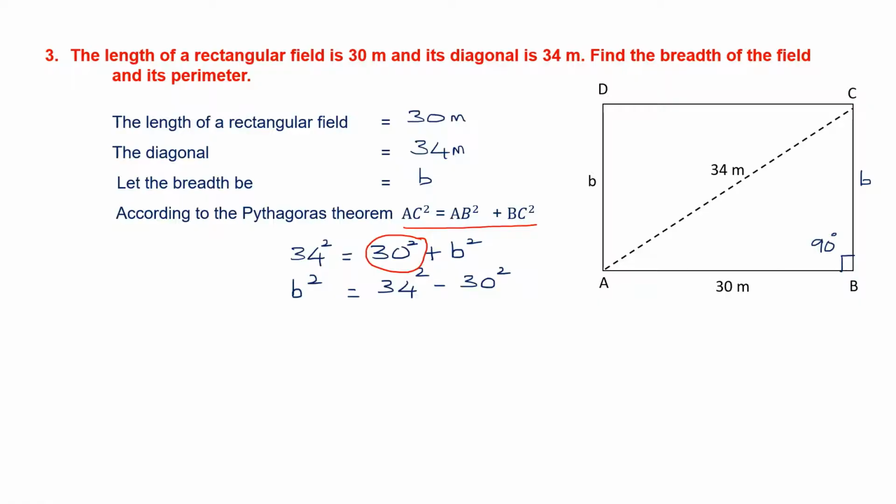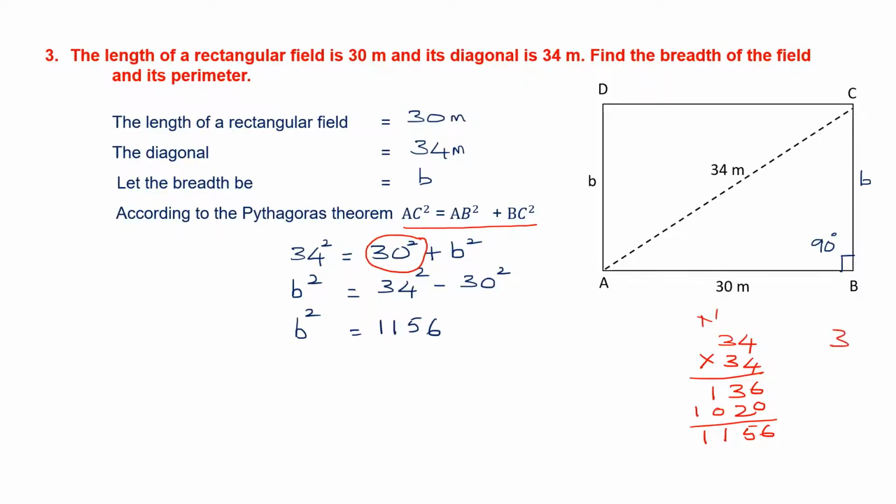Now let's find 34 square. How much is that? That is 34 into 34. 4 4s are 16, carry 1. 4 3s are 12 plus 1, 13. Then 0, 3 4s are 12, carry 1. 3 3s are 9 plus 1, 10. So here we have 6, 5, 1 and 1. So 34 square is 1156. Now let's find 30 square.